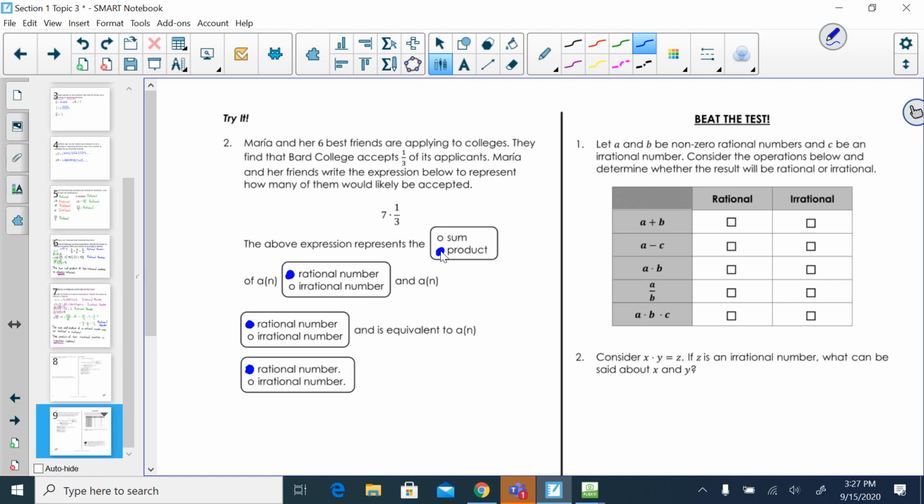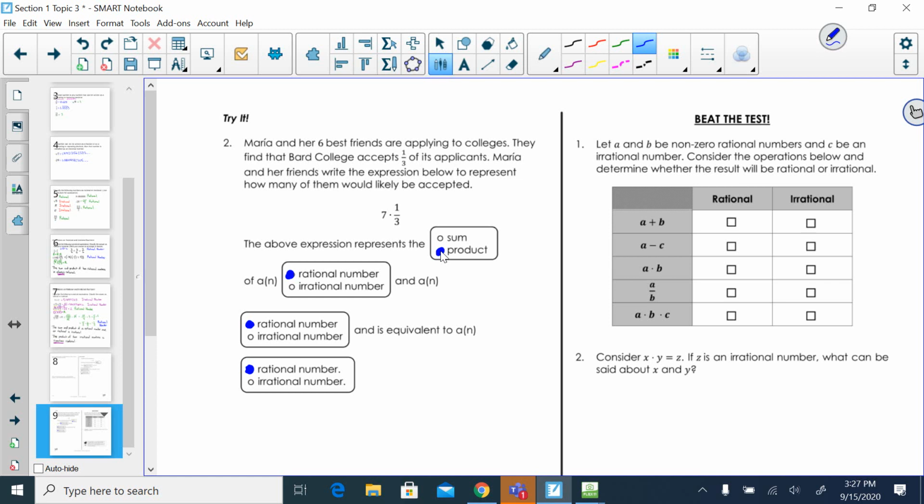All right, when it comes to Beat the Test, you can go ahead and pause it now and see if you can try to answer this. Alrighty, so you should try to answer these questions, and here we go. Let A and B be non-zero rational numbers, and C be an irrational number. Consider the following expressions below, and determine whether the result will be rational or irrational.